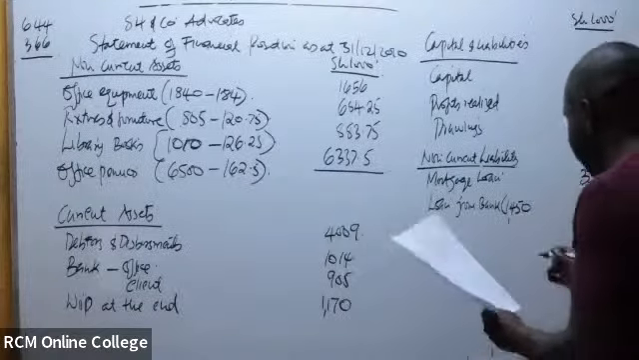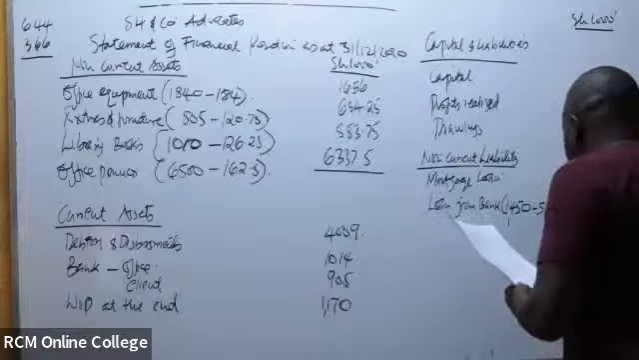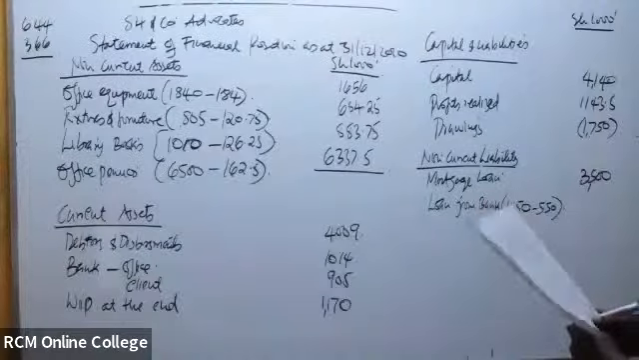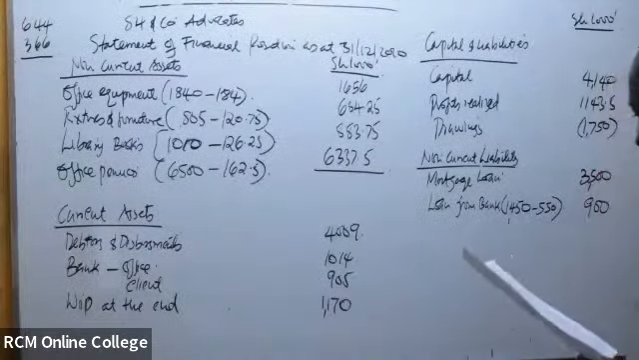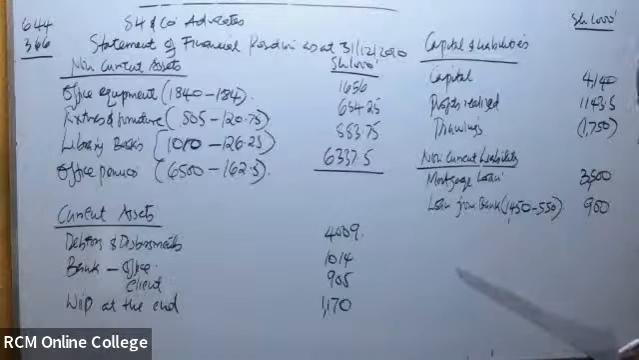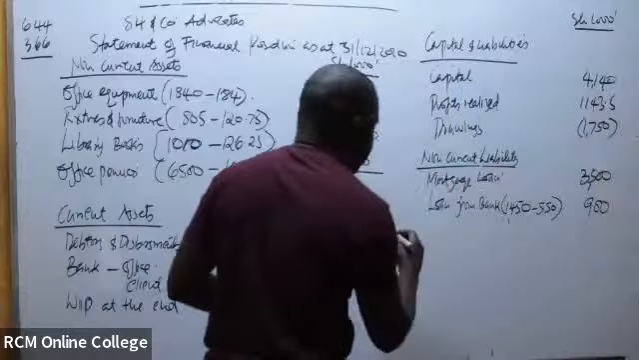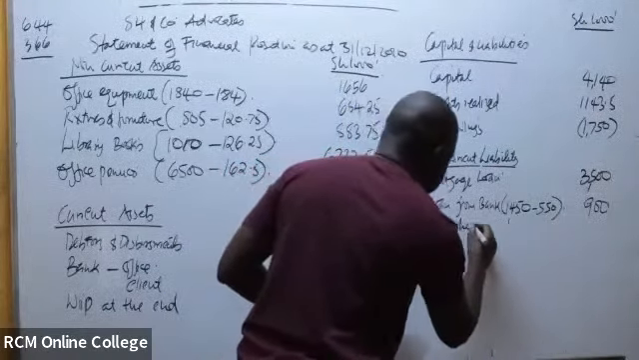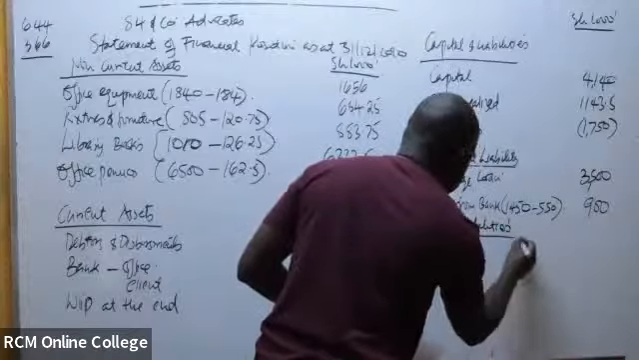So we need to less 550. And when you less, you should be able to get a figure of 900. Then in this case, you can go to the current liabilities. So those are the only non-current ones. You can go to the current liabilities.